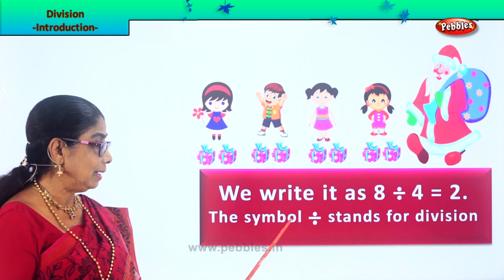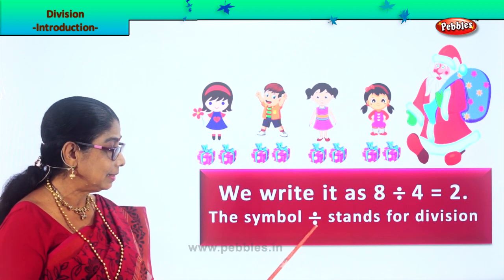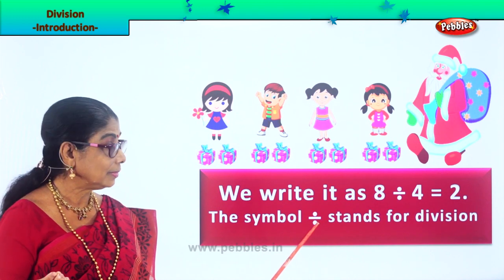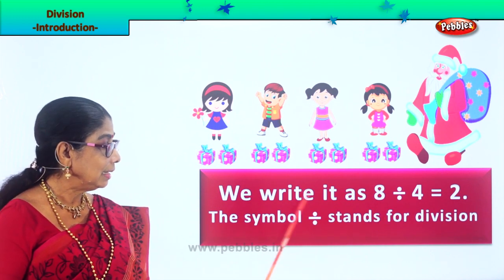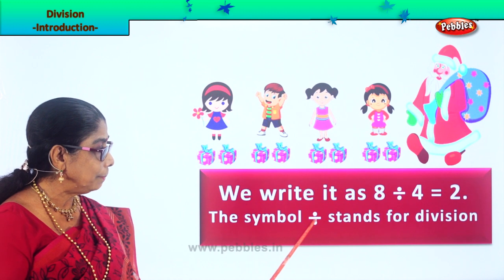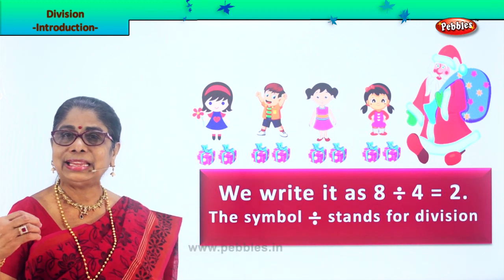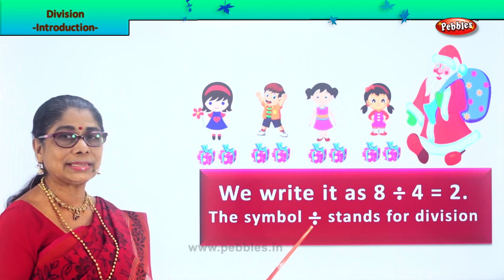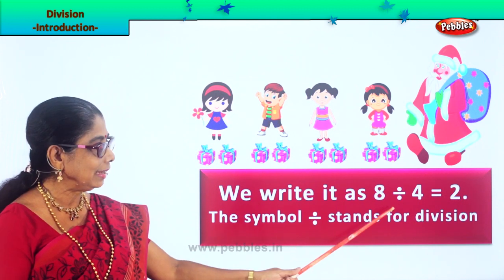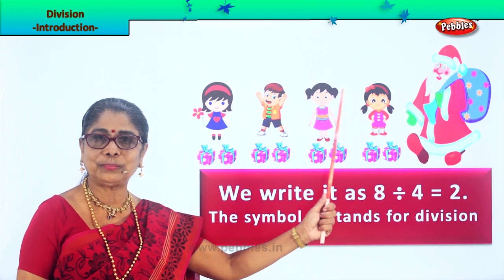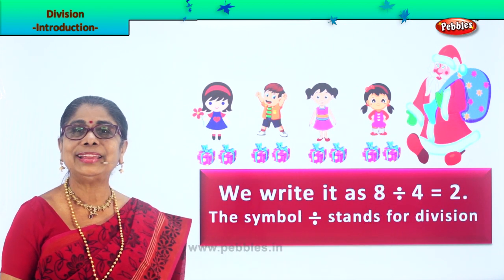The symbol of division is this. This is the symbol of division. This symbol stands for division. So when you have to write division, you put down this symbol like this. 8 divided by 4 is equal to 2. Did you enjoy? Good.